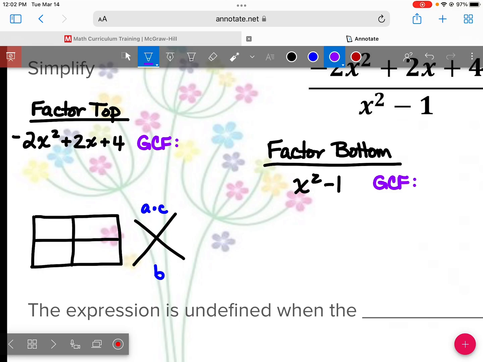So what are two numbers that you can multiply together and get -1? No, I gave you a positive 1. You want a -1. There you go. Yep, that's your two numbers.